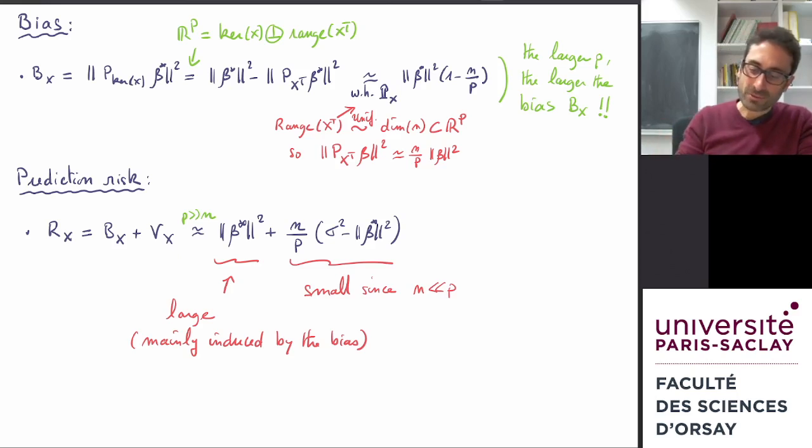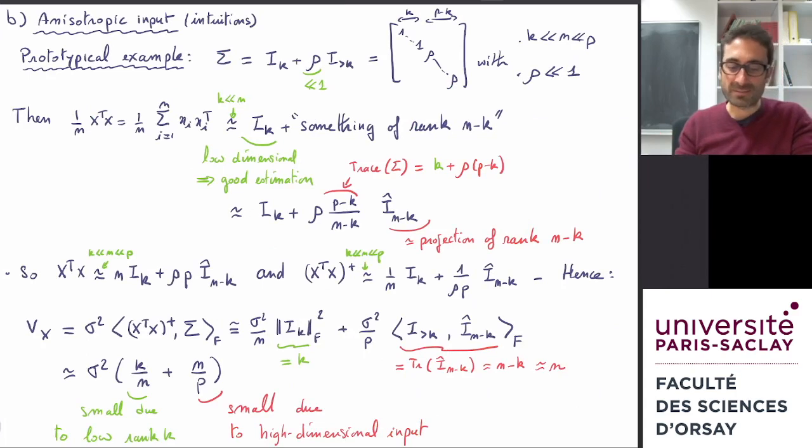Then we have discussed another case, which is anisotropic, which corresponds to a spike model, where on a small space, you have the identity, and otherwise, you have something which scales with some rho, which is very small. Here the space of dimension k is very small compared to n, so it's a space which has a small dimension compared to n, and n is small compared to p. So the sample size is small compared to the whole dimension of the space.